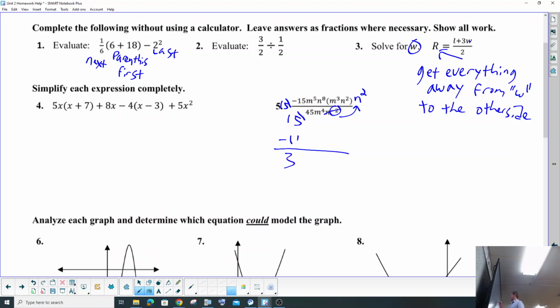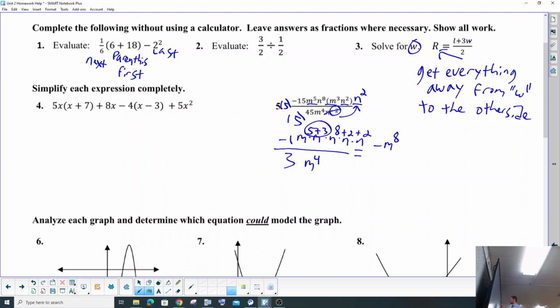Good. So we have an m to the 5th power. Do you see any other m's? Yep, we've got an m to the 3rd power. Then we've got an n to the 8th power, and an n squared, and another n squared, because we have 2 of those. What do we do with all those powers? If they have the same base, do you remember what we do? Add the powers, add the powers. So then we get negative m to the 8th, because 5 plus 3 is 8, add the powers.